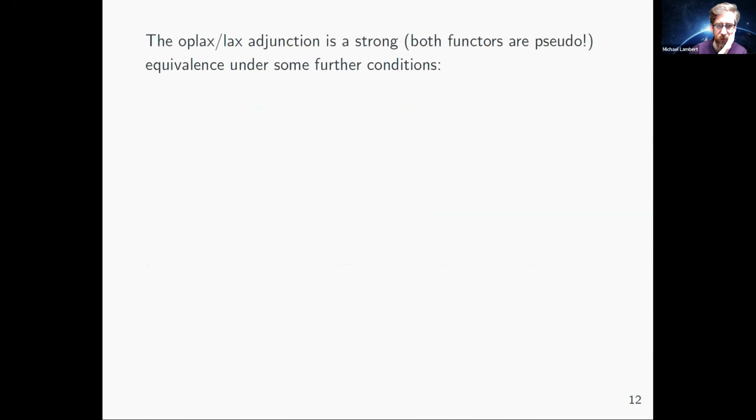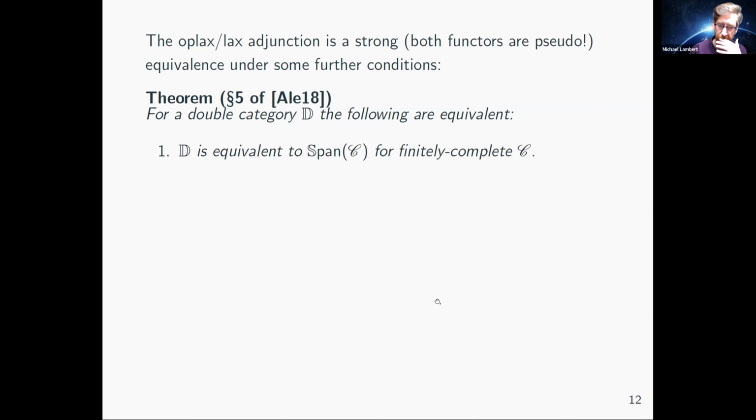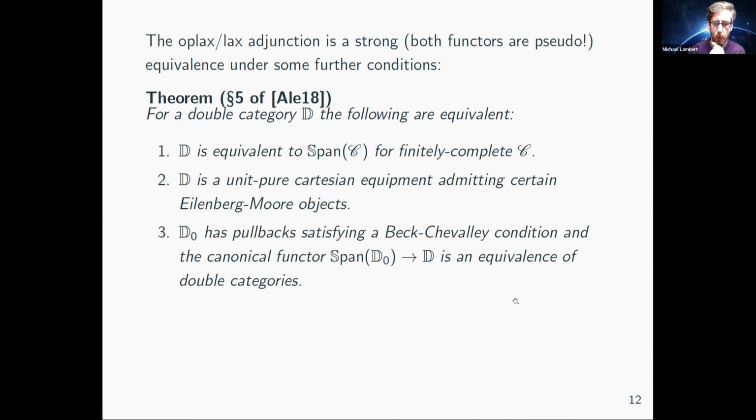So the characterization of spans builds on this, adding some extra completeness conditions to ensure that the Oplax-Lax adjunction is actually a strong adjoint equivalence of double categories. In other words, D itself is equivalent to span on a finitely complete category if and only if you have a unit pure Cartesian equipment that admits these things called Eilenberg-Moore objects. That's really the one that I'm interested in.